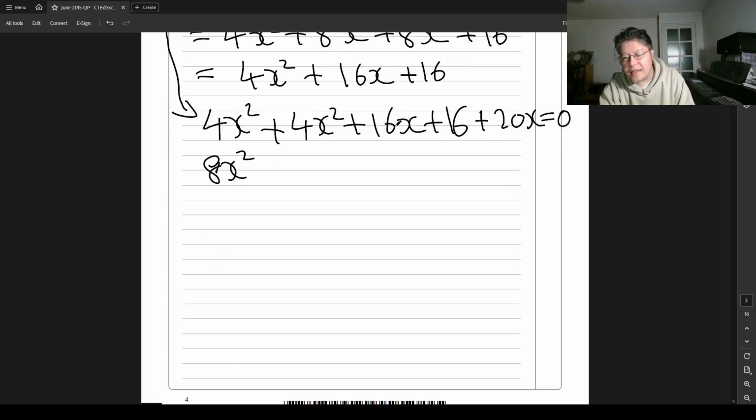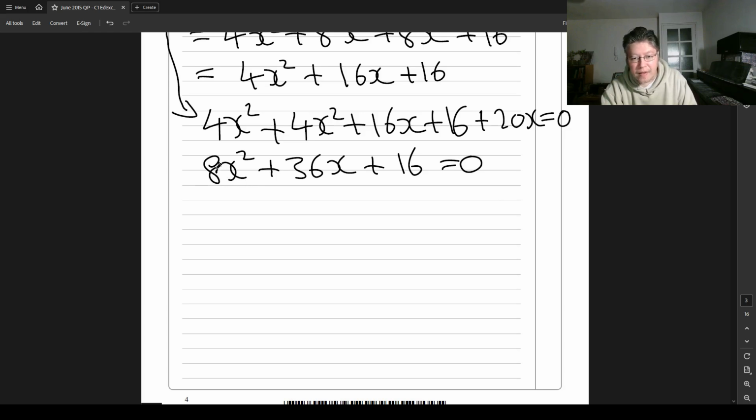And then 16x plus 20x, that's 36x. And we have a 16 left over equals 0. Okay, so we have to solve the quadratic, and the first thing we notice is that there is a common factor. We can divide everything by 4. So let's do that. Let's divide both sides by 4.